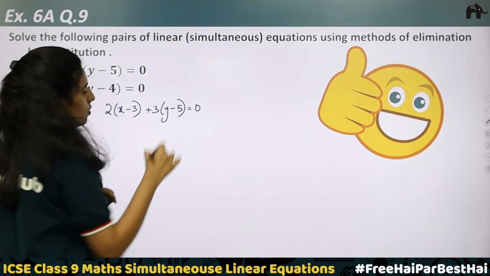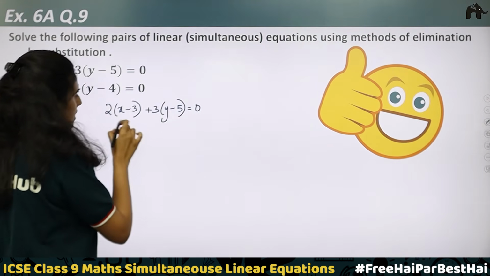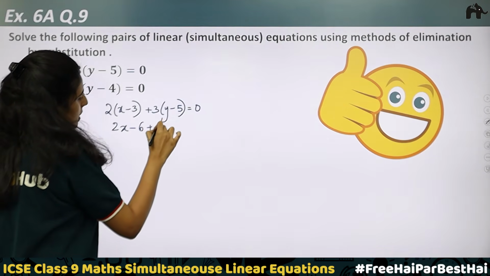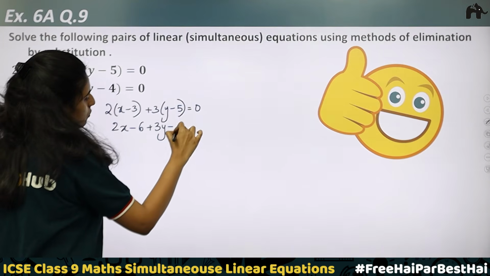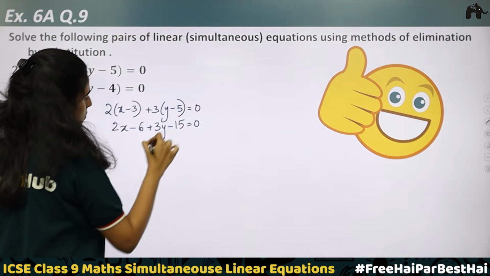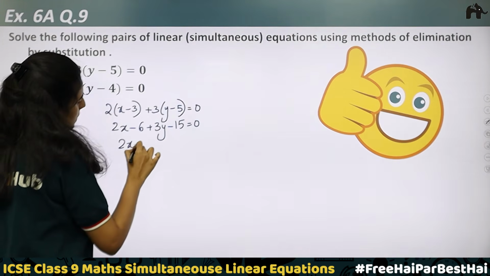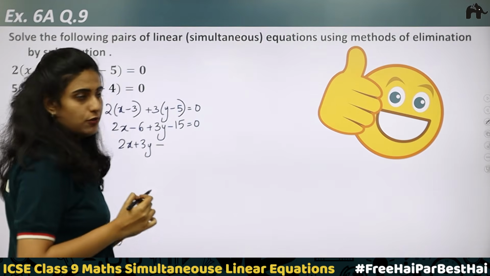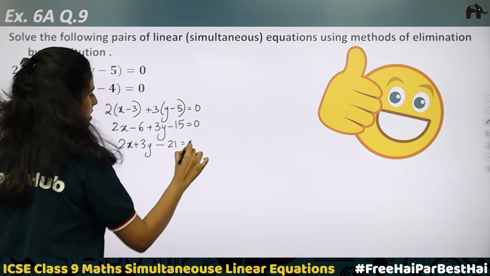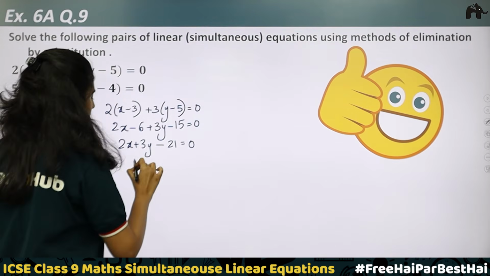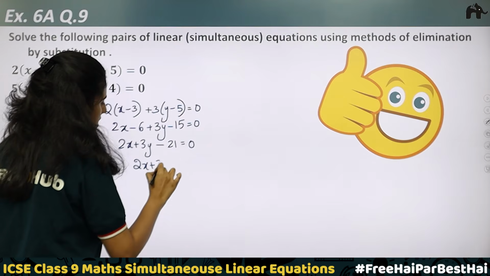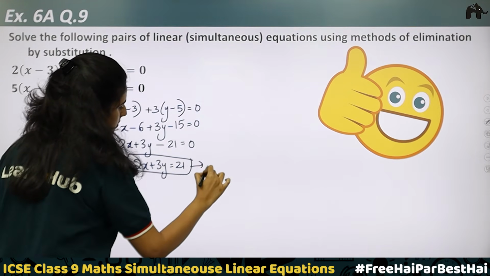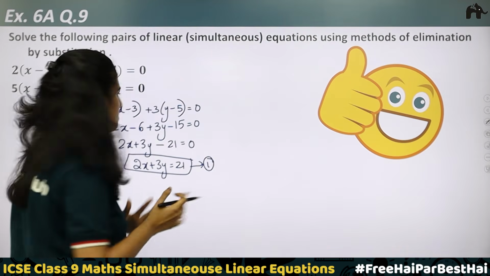is equal to 0. I am removing the brackets and multiplying, then the equation becomes 2x minus 2 into 3, 6, plus 3y minus 3 into 5, 15, is equal to 0, or 2x plus 3y minus 6 minus 15, that is minus 21, is equal to 0. So the equation can be written as 2x plus 3y is equal to 21. This is your first equation. Just removing the brackets and multiplying.